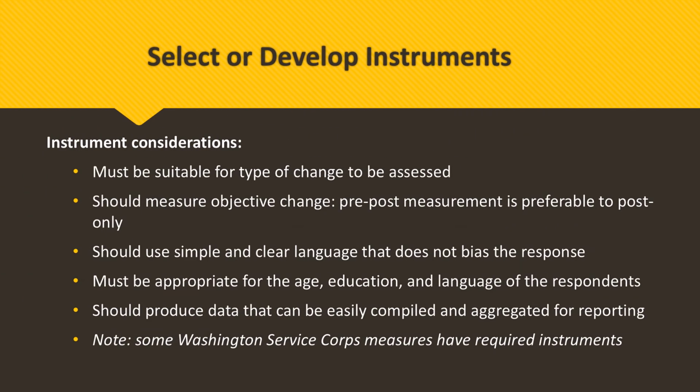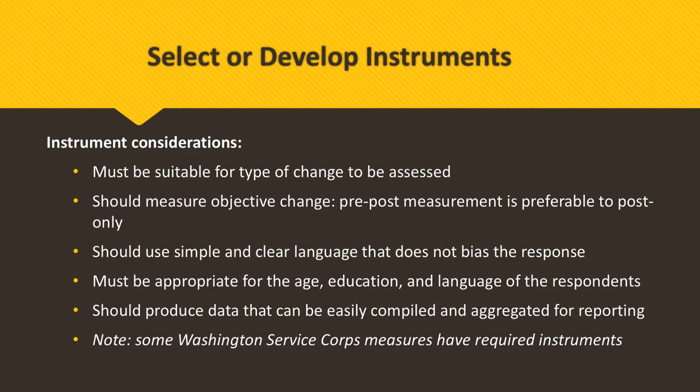Whether you select an existing tool or develop a tool of your own, there are some key considerations for reviewing and designing a tool. Make sure the tool is suitable for the type of change to be assessed. Meaning if your program wants to measure changes in physical activity among program beneficiaries, a program satisfaction survey is probably not appropriate. This also includes making sure the set of questions covers relevant aspects of your outcome. For example, if your mentoring program seeks to change how students feel about school, doing homework, and interacting with teachers, then the instrument should include questions addressing each.